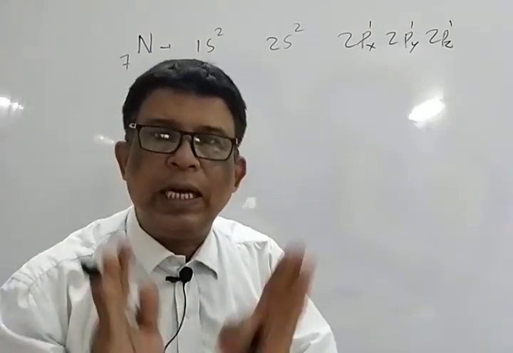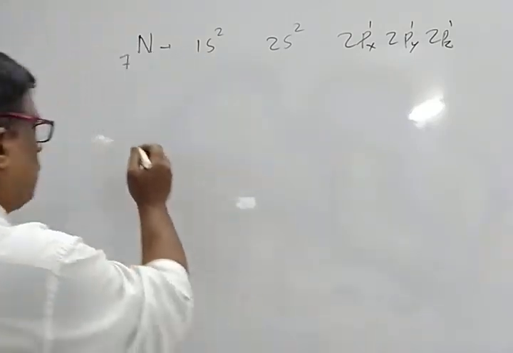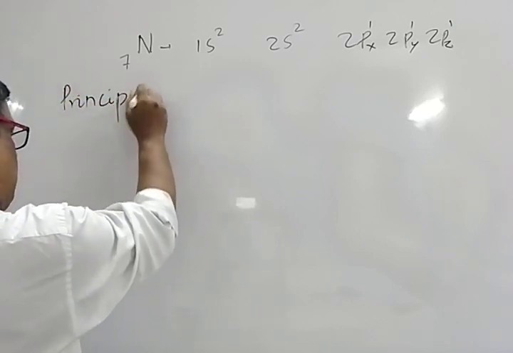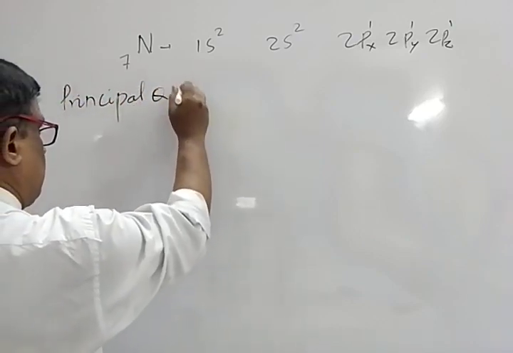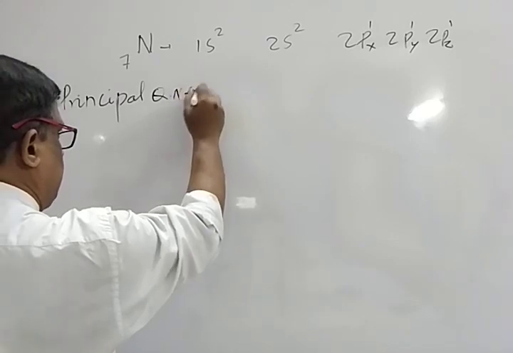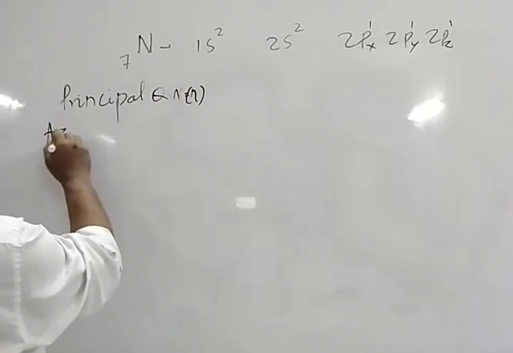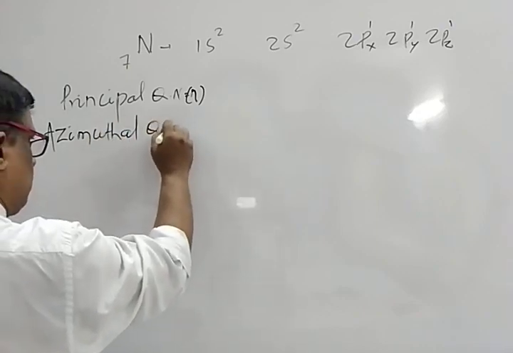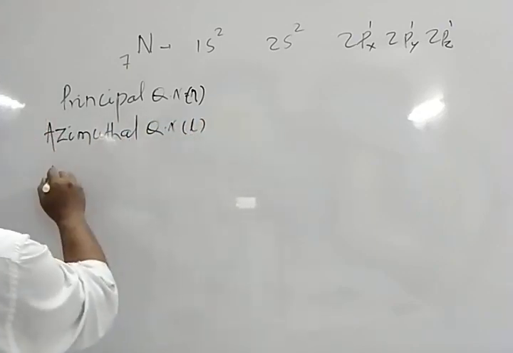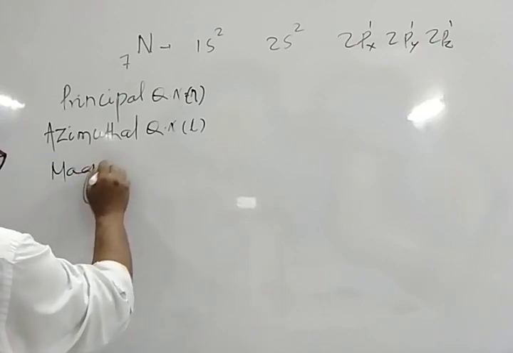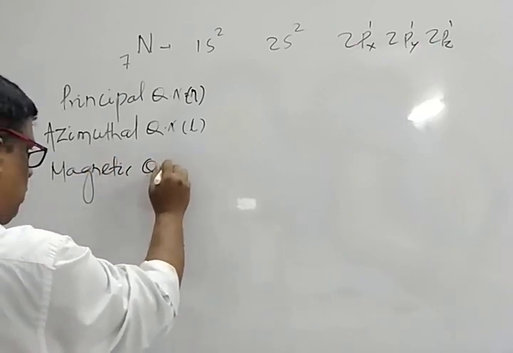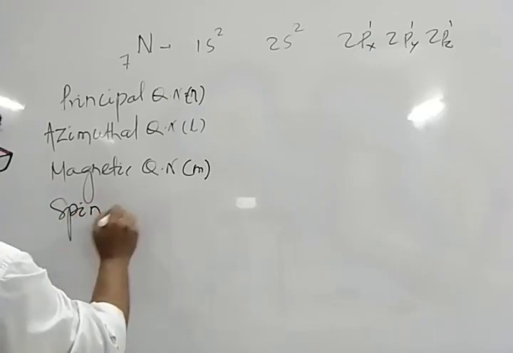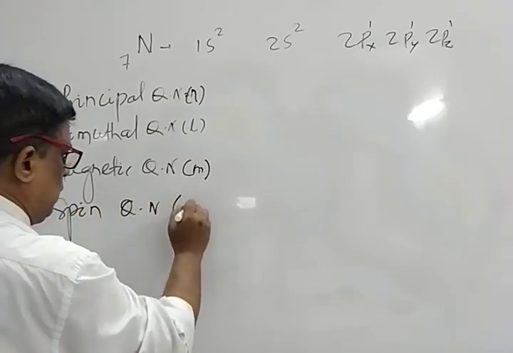Suppose 7 sets of quantum numbers. First is the principal quantum number, symbolically N. Second is the azimuthal quantum number, L. Then the magnetic quantum number, M. Last one is the spin quantum number, that is S.